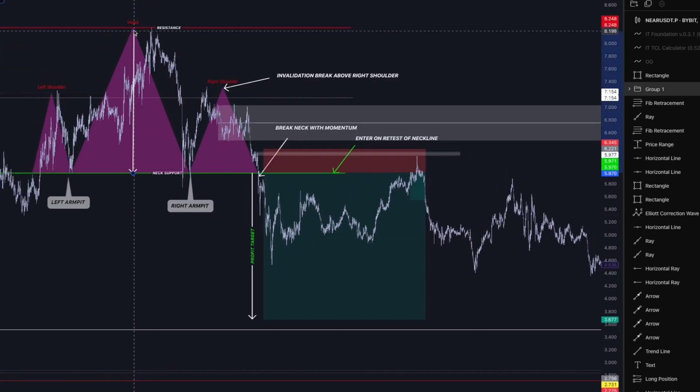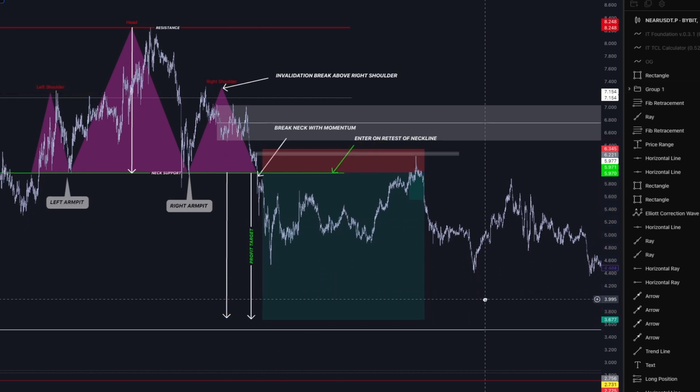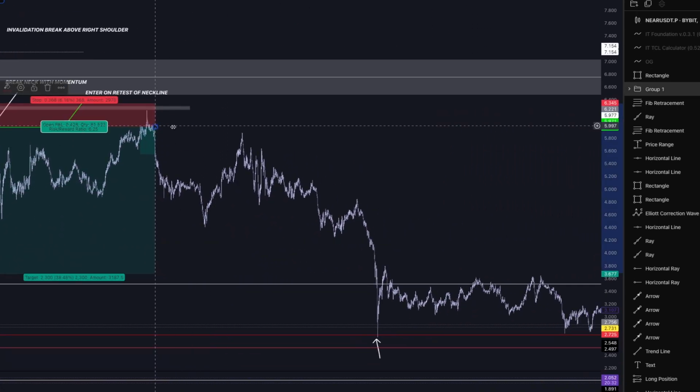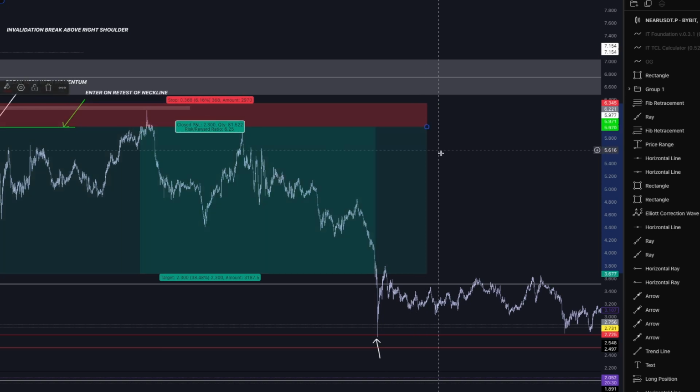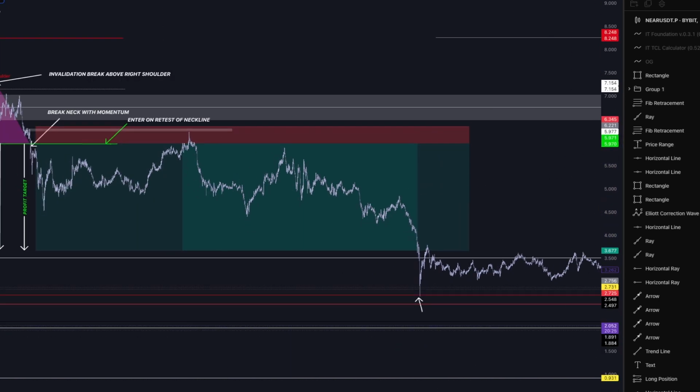And then our take profit, we're going to take profit basically the distance from the top of the head, which is right here. You can clone that, and then you put it on your neckline, and that's going to be your profit target. So bit of a swing trade there, but it is a macro head and shoulders on the daily chart.